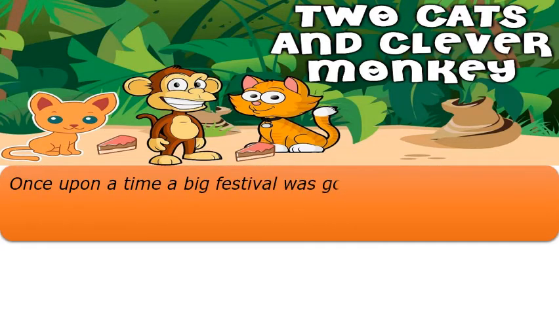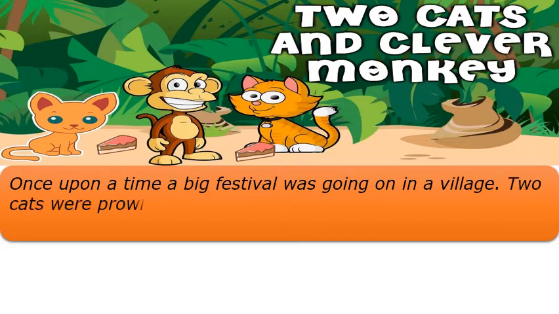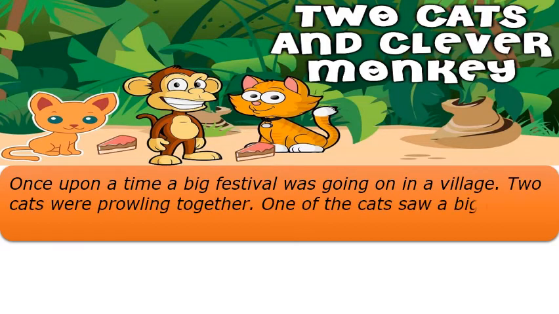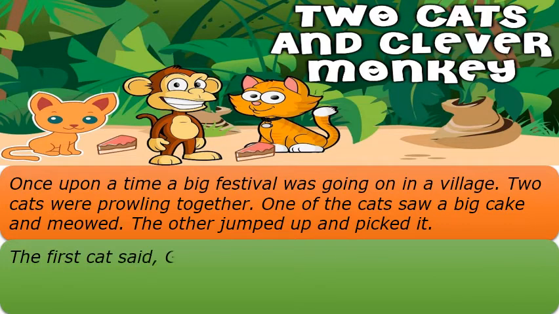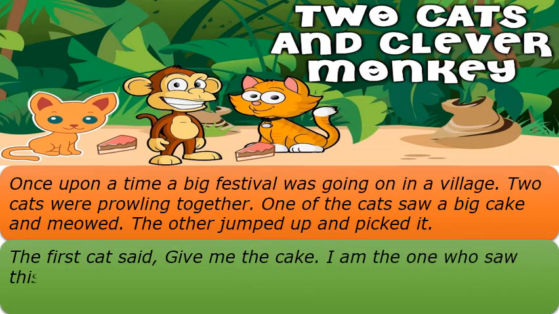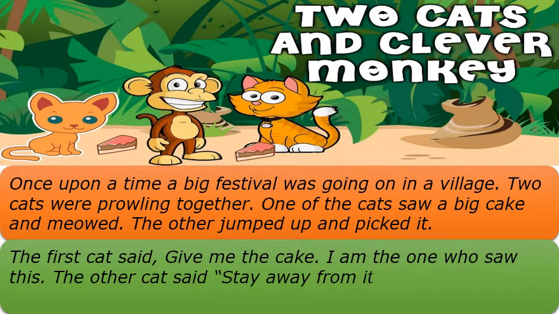Once upon a time, a big festival was going on in a village. Two cats were prowling together. One of the cats saw a big cake and meowed. The other jumped up and picked it. The first cat said, "Give me the cake. I am the one who saw this." The other cat said, "Stay away from it because I picked it up first."